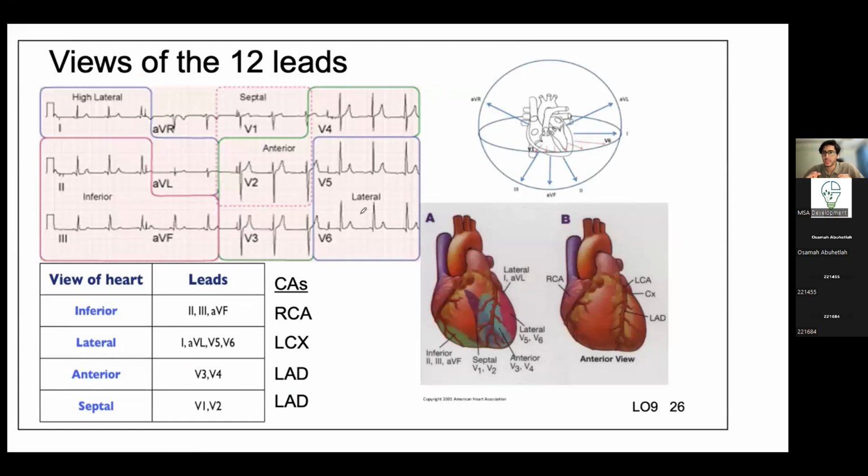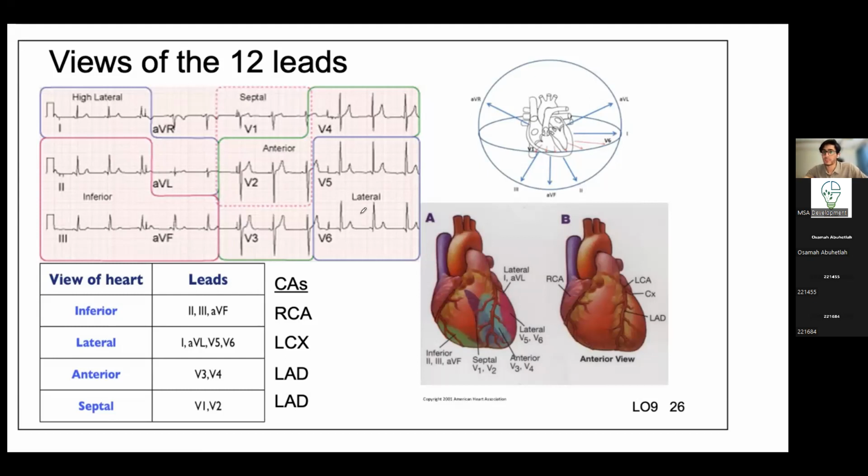When looking at these leads, if 2, 3 and AVF are looking at it from below, most of the electrical activity that 2, 3 and AVF catch is from the below region of the heart. So if we have some abnormality in the inferior region of the heart, it's going to show up in 2, 3 and AVF.